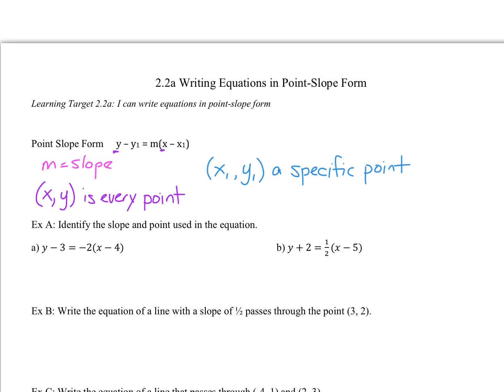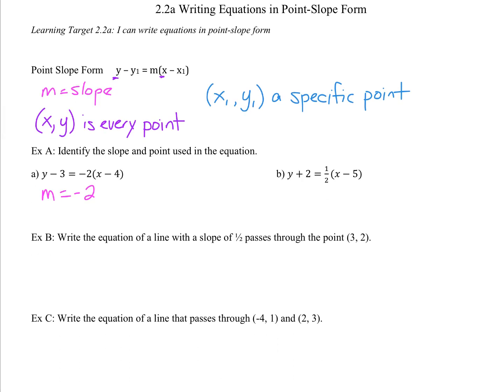So, slope's always the easiest. It's the one that sits right in front of our parentheses. So what's the slope for A? Yeah, exactly. Okay, so we can say m, you can say slope. I don't really care. I'm just being lazy by writing m.